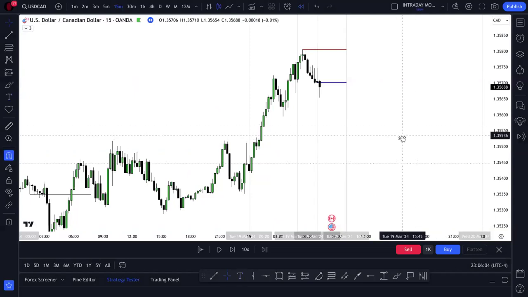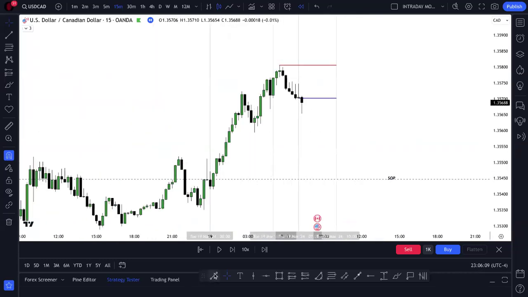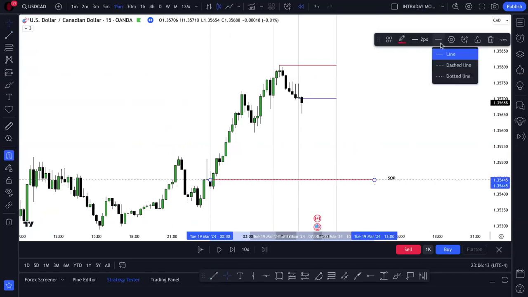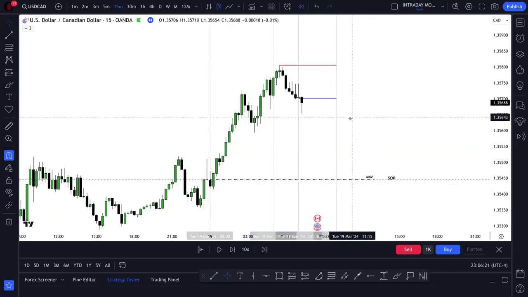SOP, Sunday's opening price. There we go, we got an acronym. Then we got midnight opening price right here, and we'll call that MOP, midnight opening price. We're not looking for a long opportunity. We really want to look for a short because we're above the weekly opening price. That's what we're looking for.